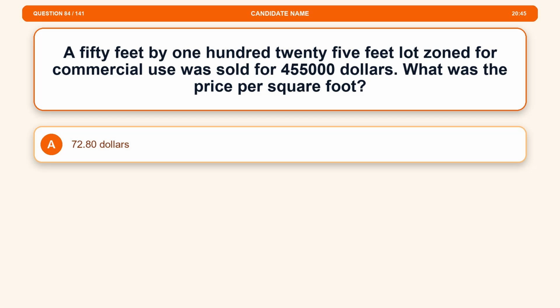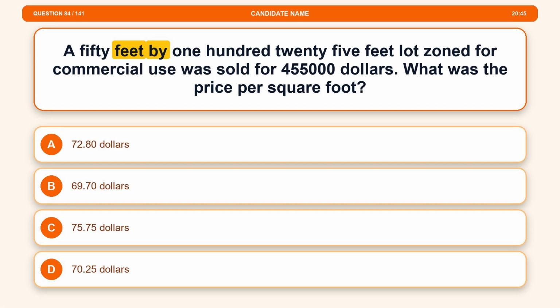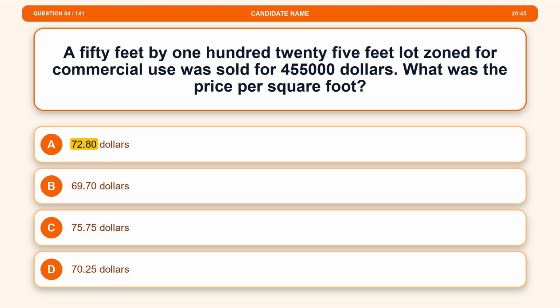$360,000. Question 84. A 50 feet by 125 feet lot zoned for commercial use was sold for $455,000. What was the price per square foot? Option A, $72.80. Option B, $69.70. Option C, $75.75. Option D, $70.25.